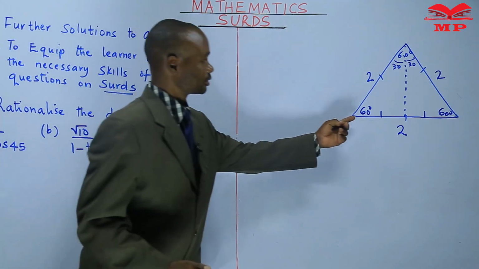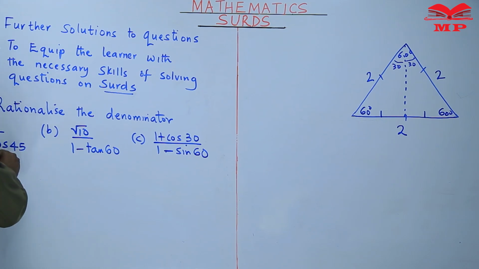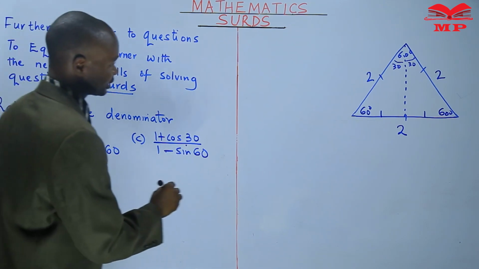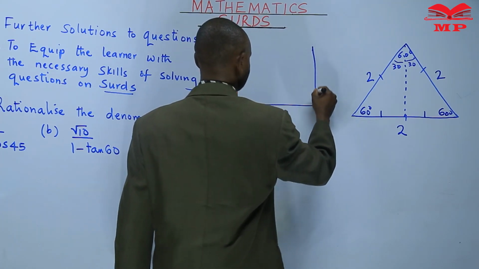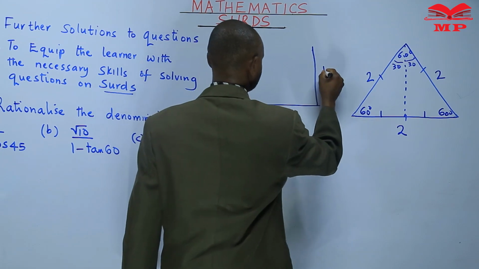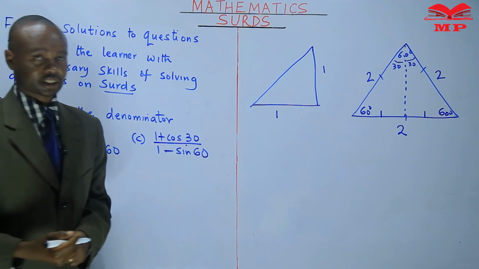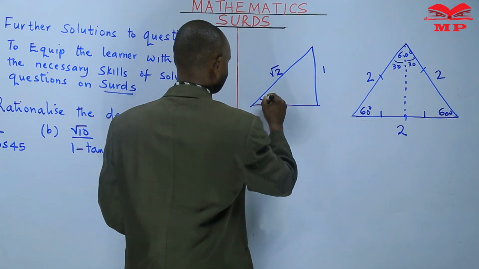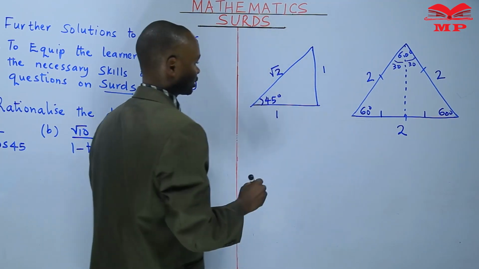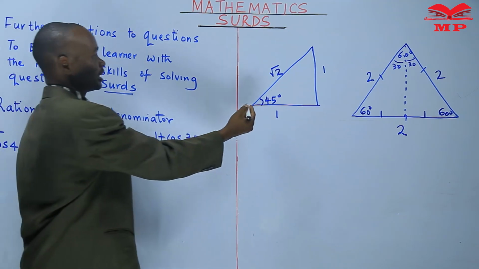Like if I want to get 30, 45, and 60. For 45, you assume you have 1 unit here and 1 unit there. So this is the hypotenuse. This hypotenuse will be the square root of 2. So this is 45 degrees. From here you can easily get the trig ratios before coming to rationalize the denominator. You can start here.